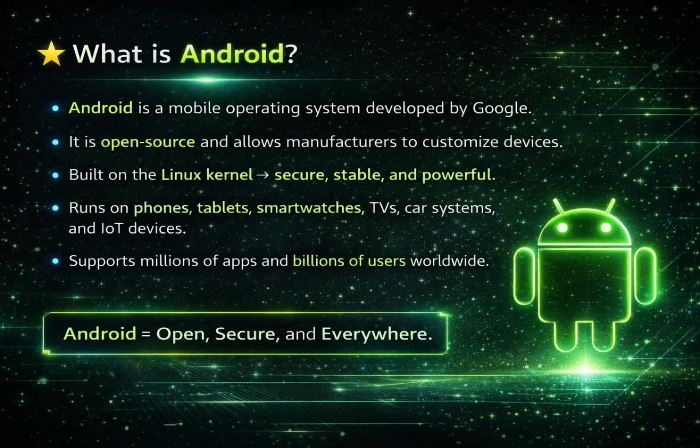Let's begin. What is Android? Android is a mobile operating system developed by Google. It is open source, highly customizable, and runs on millions of devices like smartphones, tablets, TVs, smartwatches, car systems, and much more. It is built on top of the Linux kernel, which gives stability, performance, and security. Every Android app runs in its own isolated space, which keeps apps safe and prevents unauthorized access.